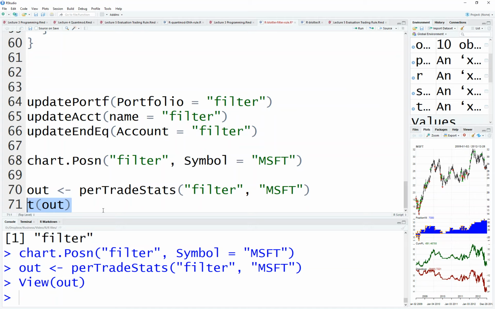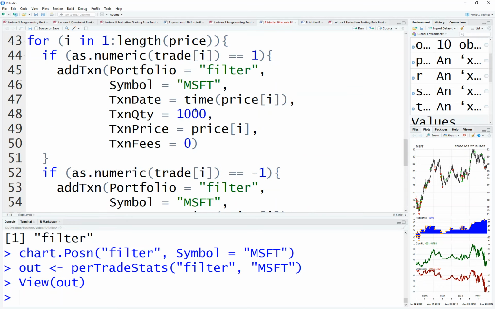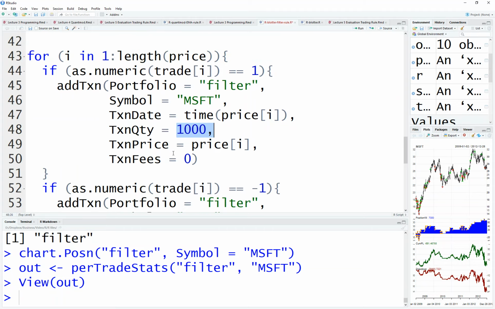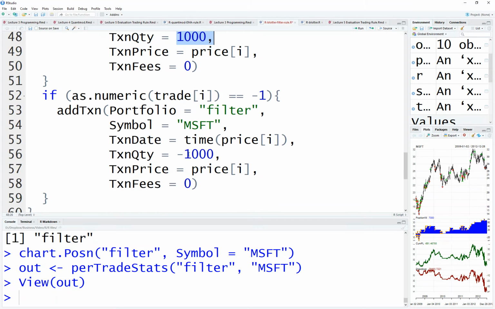Thank you for listening. I think you have mastered how to use the blotter package. You can make it more complicated. This is a simple filter rule, very simple, but you can make it more interesting. You can make the trade quantity based on more indicators. This one is a fixed number, but you can make it more fun. And when you sell, you also have only a fixed quantity. You can make it more fun. But anyway, that's the end. Thank you for listening.